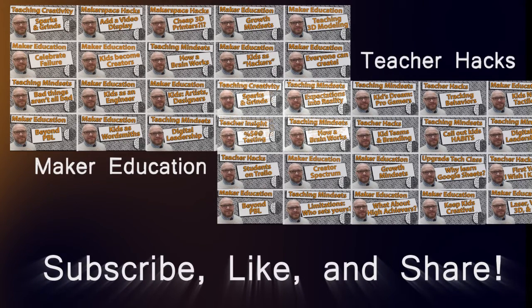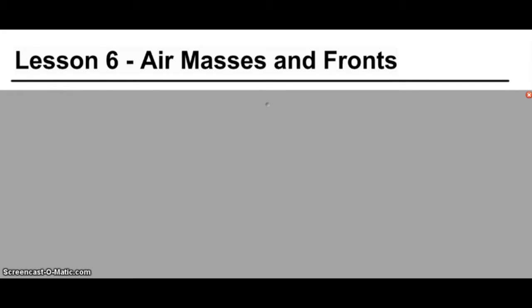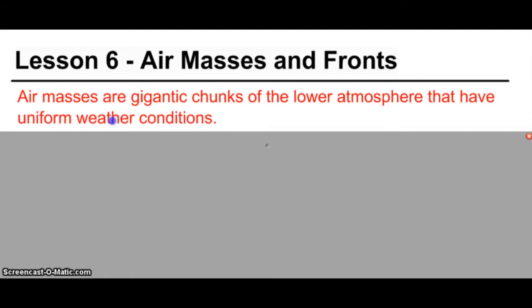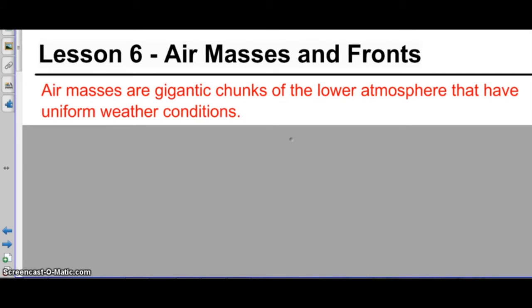Alright, so this is lesson 6, air masses and fronts. The first thing you need to know is that an air mass is a gigantic chunk of the lower atmosphere that has uniform weather conditions. We need to talk about what this means. In short, air masses are big bunches of air coming from certain areas, and the uniform part of uniform weather conditions is that they're all the same.